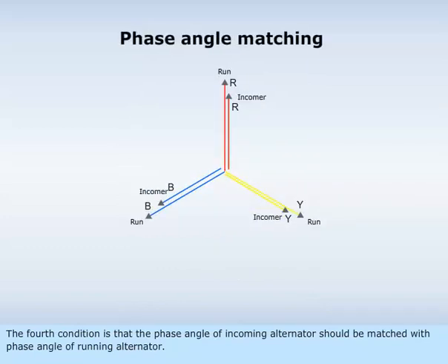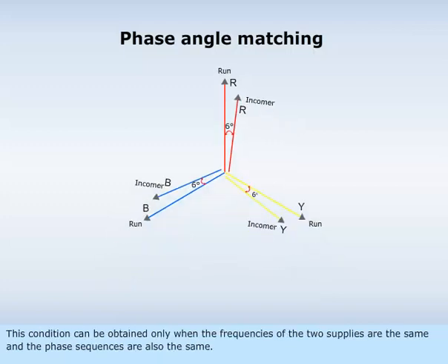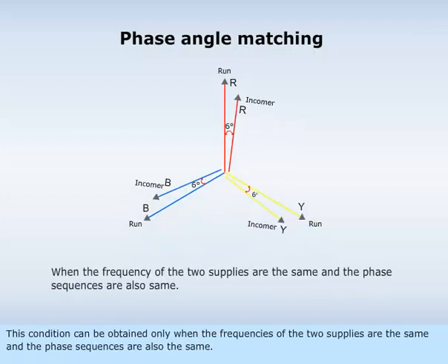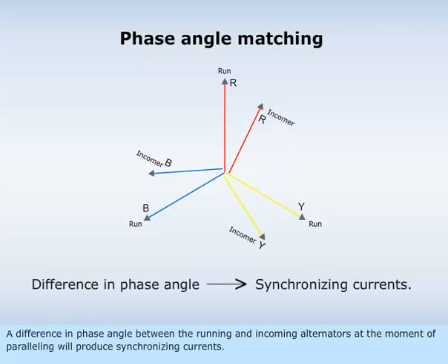The fourth condition is that the phase angle of incoming alternator should be matched with phase angle of running alternator. The phase angle between the two alternators should be within 6 degrees. This condition can be obtained only when the frequencies of the two supplies are the same and the phase sequences are also the same. A difference in phase angle between the running and incoming alternators at the moment of paralleling will produce synchronizing currents.